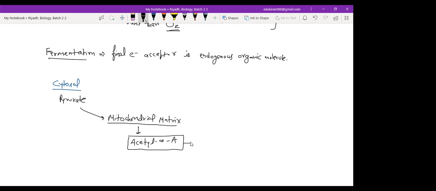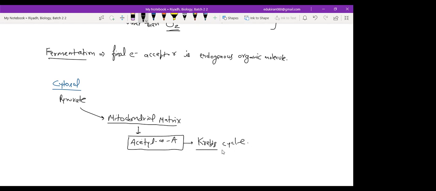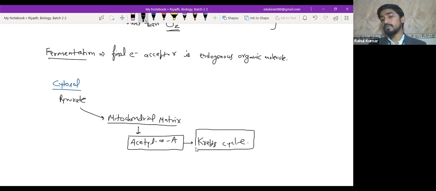In the Krebs cycle. Remember? Yes, sir. And we will get NADH and FADH2 from the Krebs cycle, which will go into the electron transport chain and will finally make water out of O2 and lots of ATP, exactly 38 in total. Is it clear? Yes, sir.